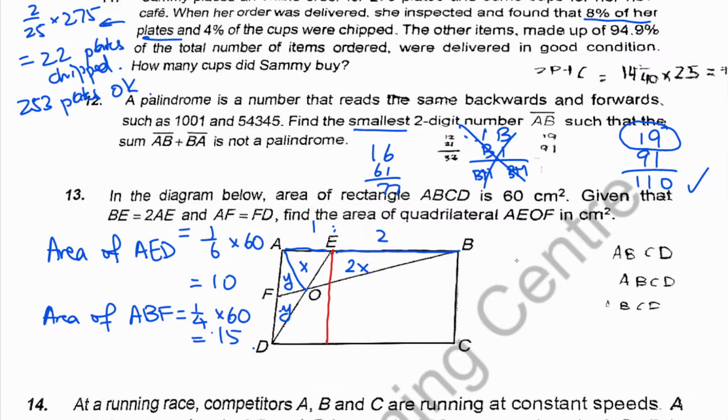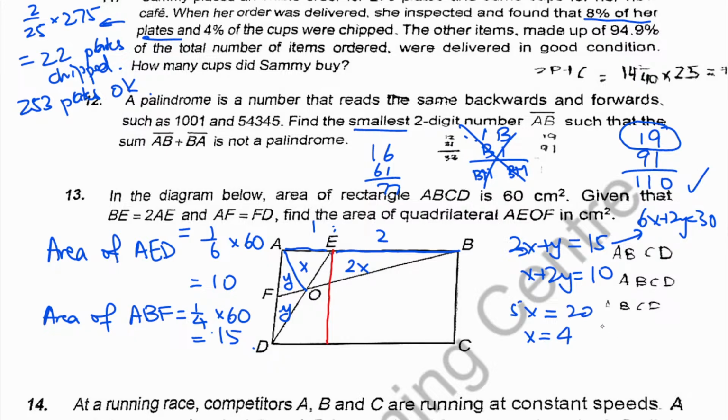So now we can form two simultaneous equations, which are 3x plus y is equal to 15, and then x plus 2y is equal to 10. Okay, so if you solve it, let's multiply the first one by 2. Okay, so 6x plus 2y is 30. Then 5x is equal to 20. So x is equal to 4. And then you can solve it, y is equal to 3. Okay, so the area of AEOF is 7 square centimeters.